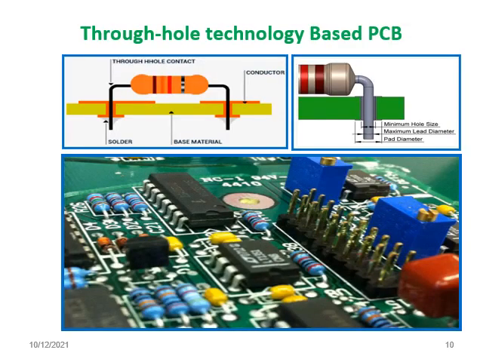The fully assembled printed circuit board will look like this. This resistor is bent at 90 degrees. After that we insert it into the printed circuit board and solder it on the bottom side. This is a through-hole technology based printed circuit board.